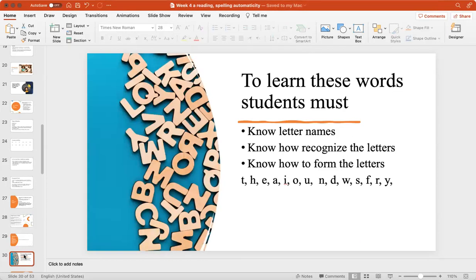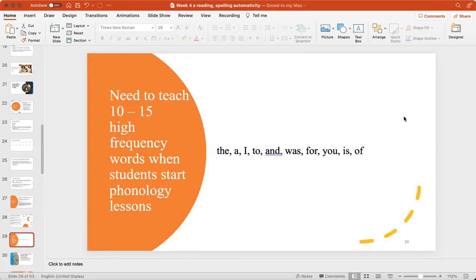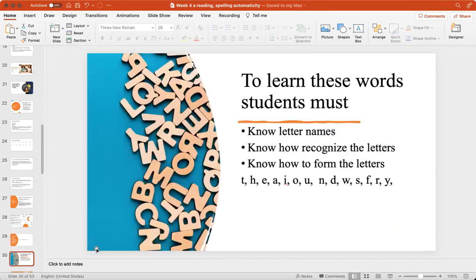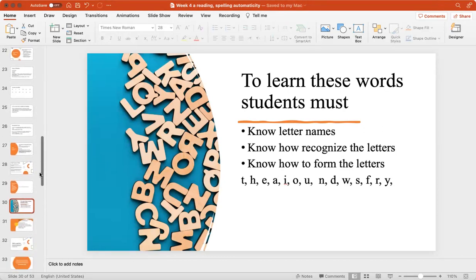Okay, in order to do that job of teaching these high frequency words, your students need to know the names of the letters and how to recognize them and how to form them. They need to know these letters. So they need to at least know the names of the letters and how to form them before you try and teach those really, really, really common high frequency words.